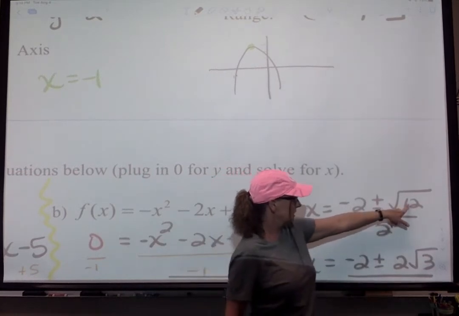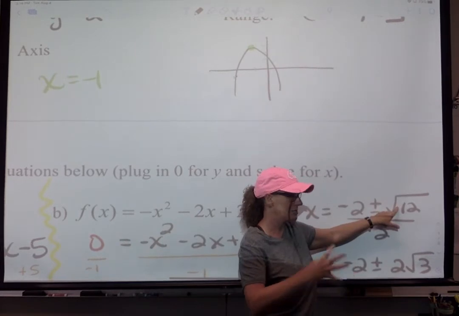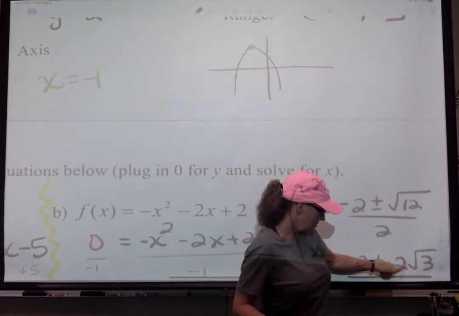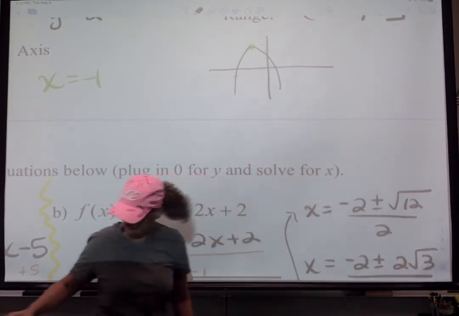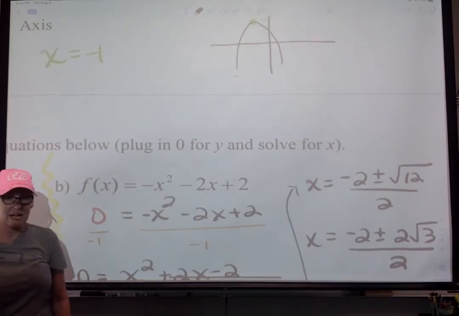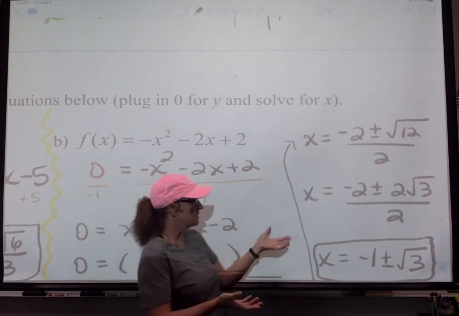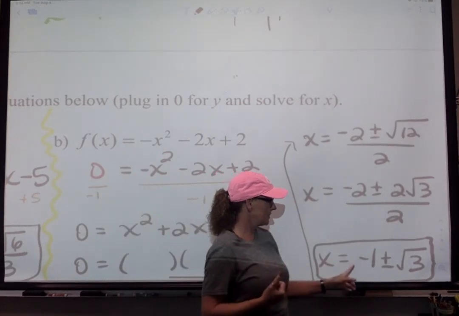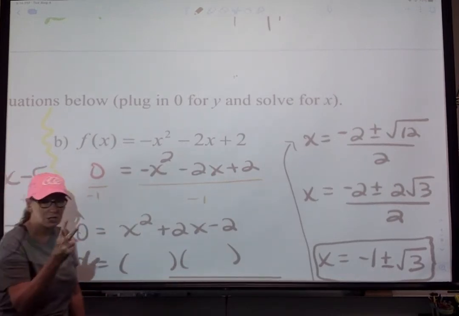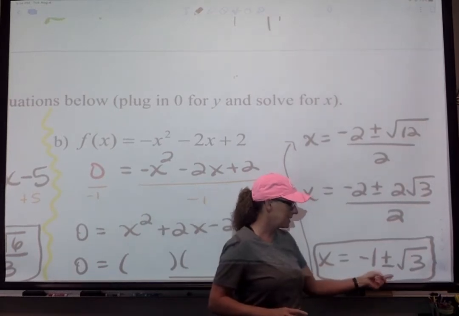simplified under the radical to get 12. This simplifies because it's a 4 and a 3. It's radical 4, radical 3. All terms have a 2. So I factored out a 2 and then canceled. Final answer. Again, 2 x-intercepts: -1 plus the square root of that, -1 minus the square root of that.